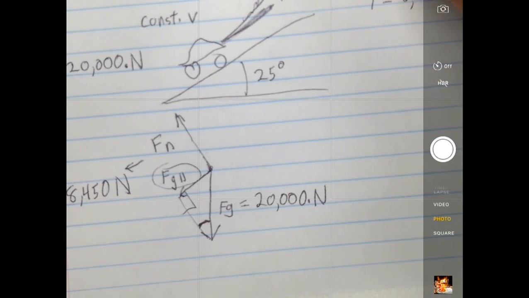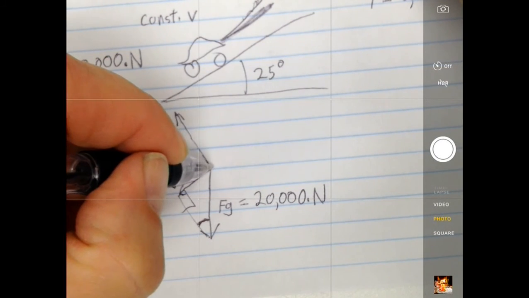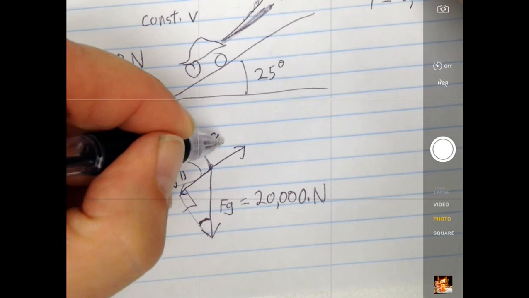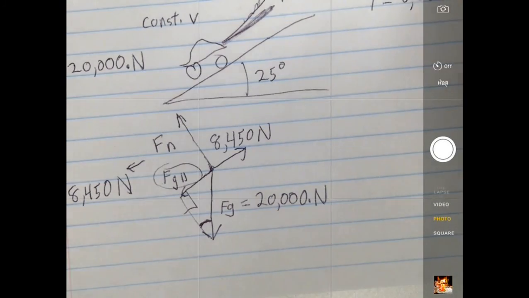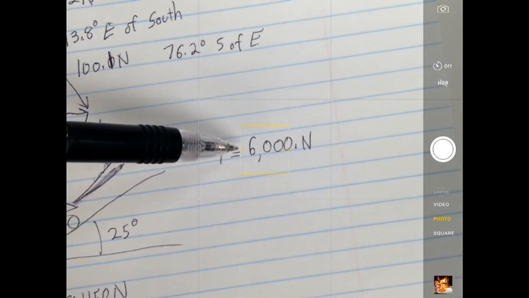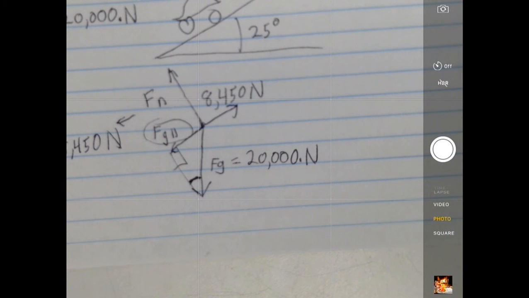The tow rope, to maintain constant speed, would have to have an upward tension canceling that out, 8,450 newtons. The tow rope can only handle 6,000 newtons. It breaks, the car crashes into the ocean, your family dies.